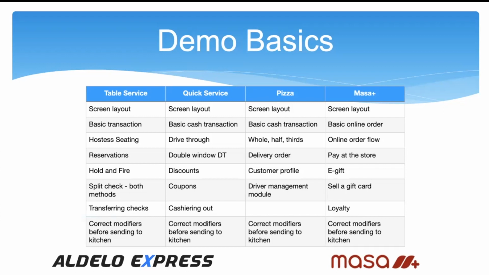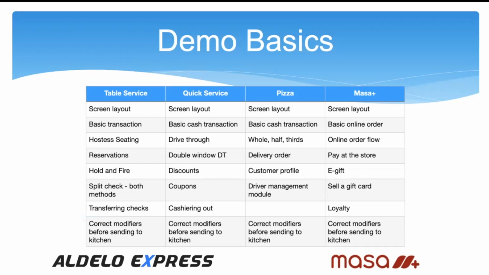Then there's split check. Now I put in here both methods. We really have three methods of split check that I'll show when we get to the demonstration portion. You need to be able to transfer checks. This is something that some systems struggle with. And you want to show how simple it is to transfer a check. In reality, what happens at the end of a shift or when a server goes on break, they have to transfer that check or the open checks to another server. And that is a very common thing in the restaurant business. You need to make sure that that is something that you can show.